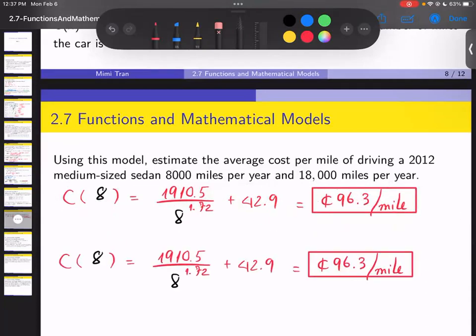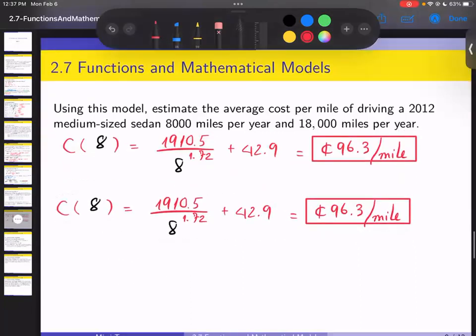And then the next one, instead of 8, it's going to be 18. I got 56.1 cents per mile. All right, those are easy ones.